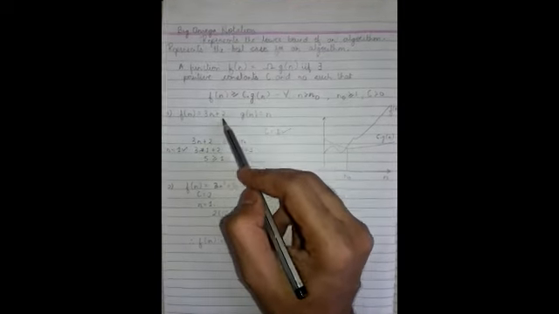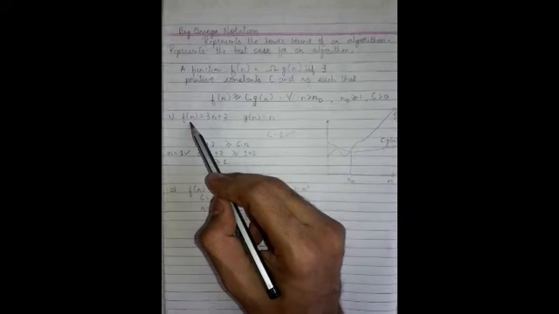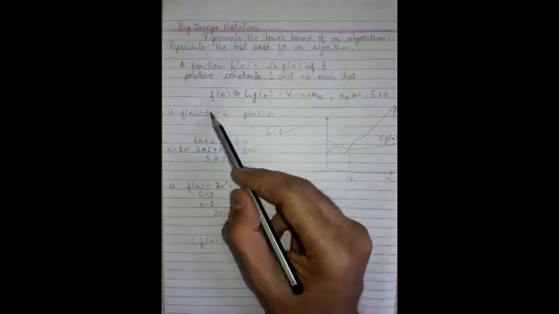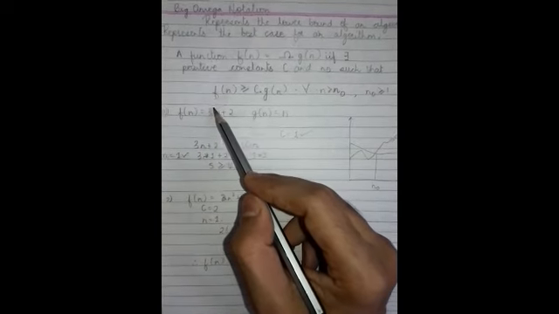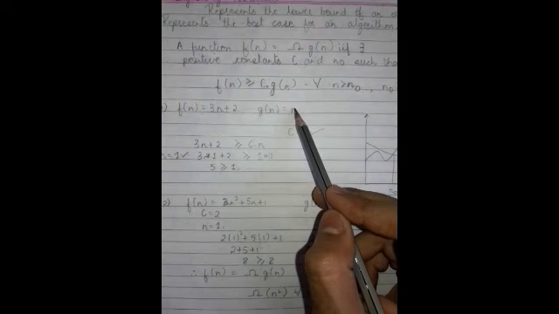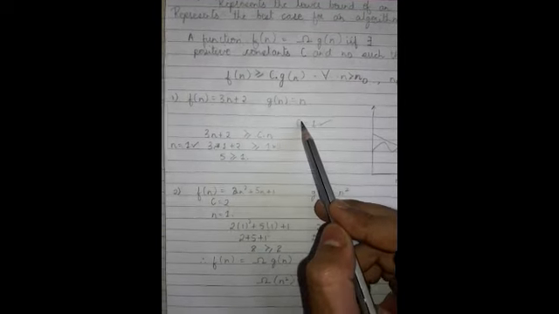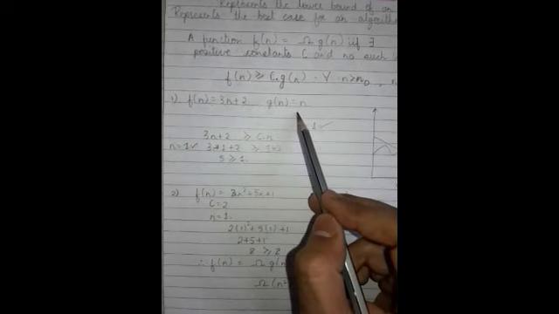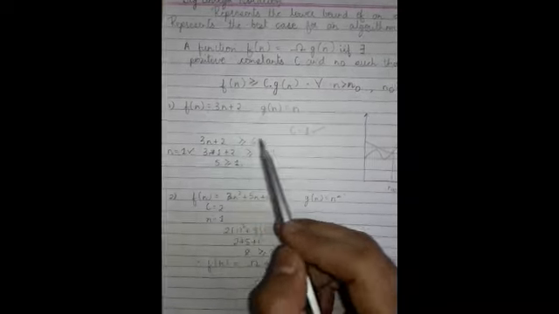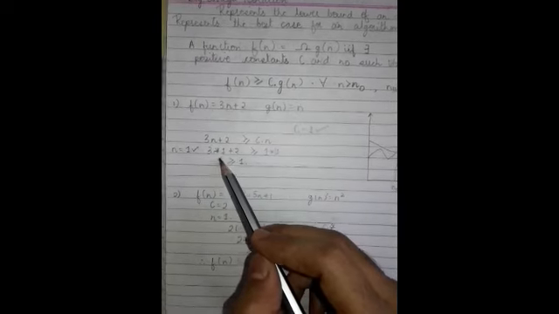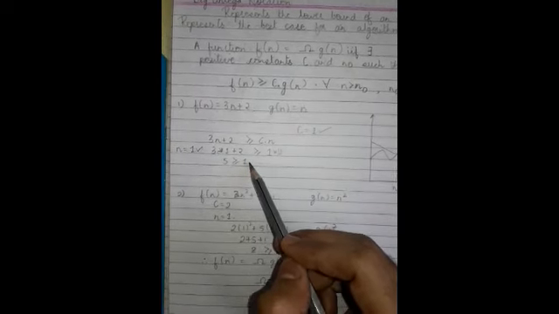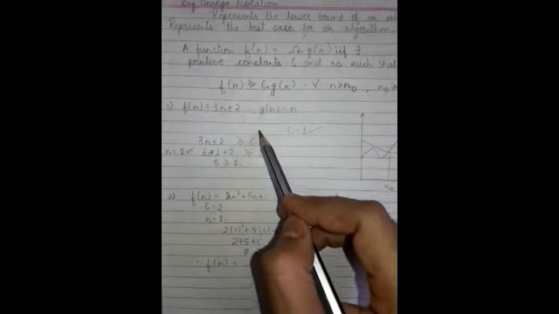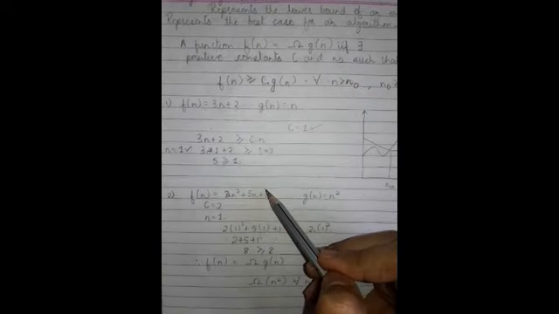Let's try to prove this with the help of an example. First example: f of n is equal to 3n plus 2, g of n is equal to n. Since the degree of f of n is n, I have taken g of n as n. Let's put c equal to 1 and n equal to 1 and substitute these values in these equations. I will get 5 greater than or equal to 1, which is true. Hence we have proved f of n is greater than or equal to c into g of n.